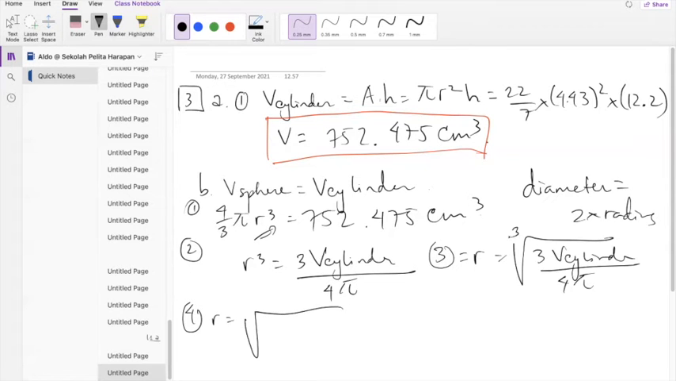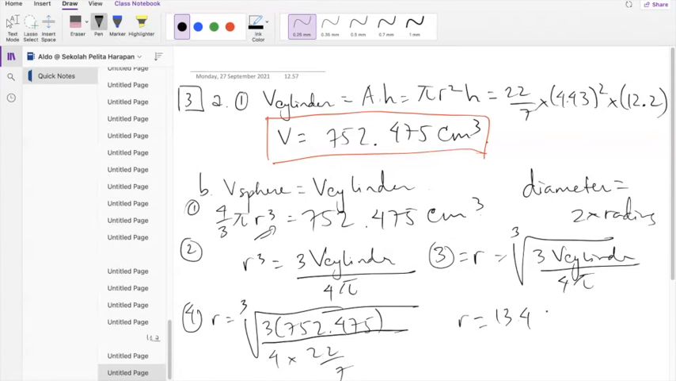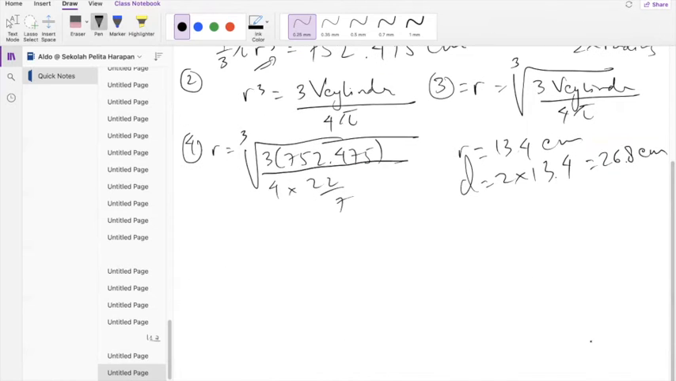Basically, if we put everything in, don't forget this is cube root. Cube root of 3 times 752.475 over 4 times 22/7. So r is equal to 13.4 centimeter. And then the diameter is 2 times 13.4, which is equal to 26.8 centimeter. So that's the answer.